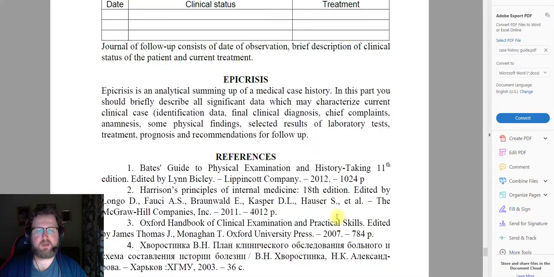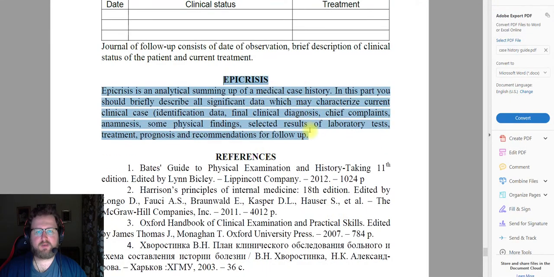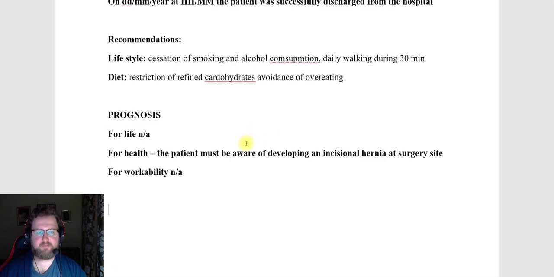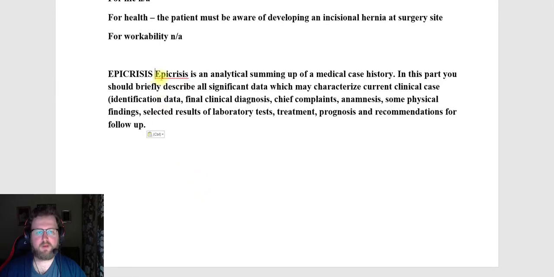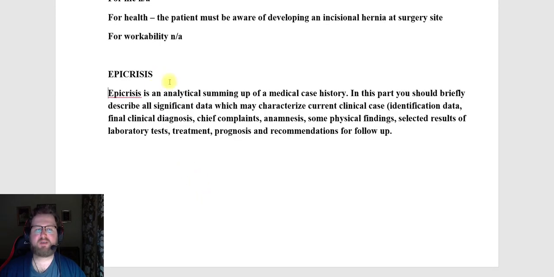And you complete your case history with epicrisis. So briefly, what is epicrisis? It's an analytical summing up of a medical case history. You should briefly describe all significant data which may characterize the current clinical case: anamnesis, physical findings, results of diagnosis, prognosis.